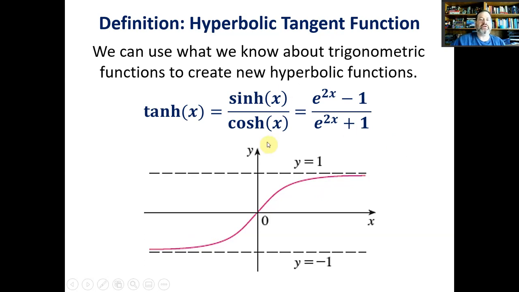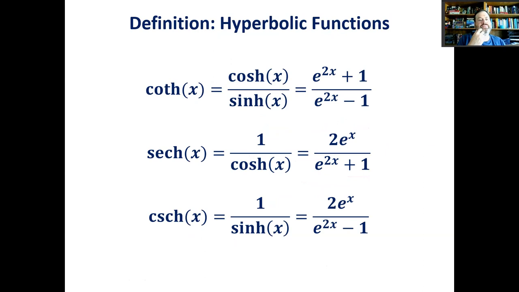It's just that divided by that. And here's some more. Coth, sech, and this is just hyperbolic cosecant. There's no short way to pronounce that.